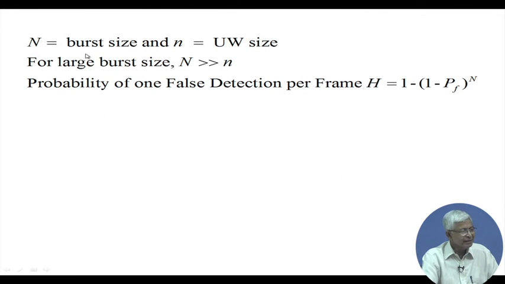Now, if capital N is the burst size and small n is the Unicode size, burst size means Unicode plus the data. As the burst size becomes larger than the Unicode size, the probability of false detection per frame can be expressed. Probability of false detection per frame is 1 minus pf to the power capital N. This is the expression for per frame false detection probability, which will be very low.